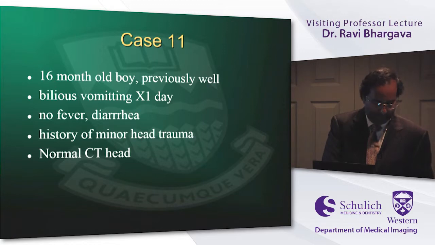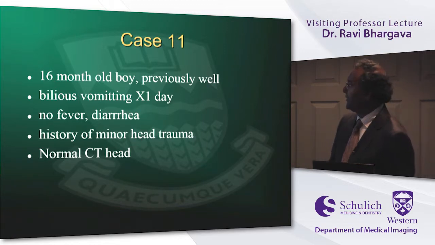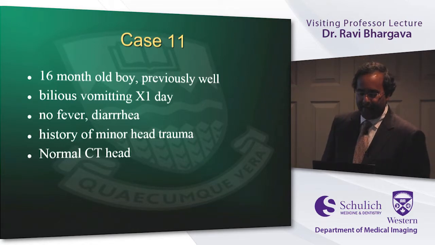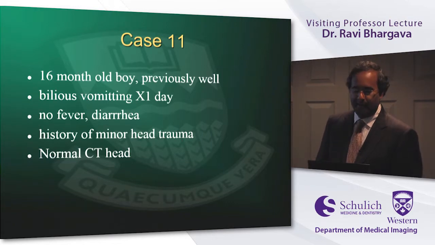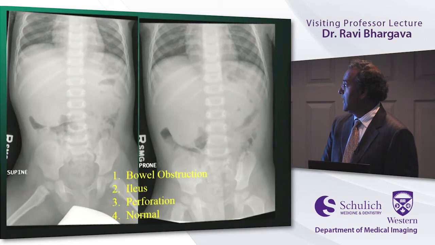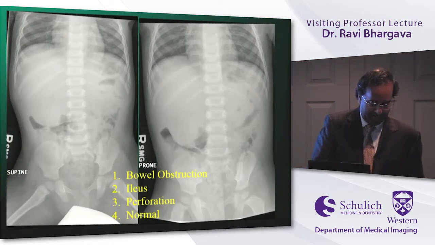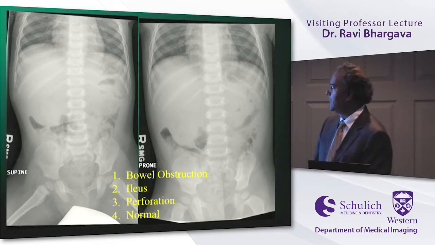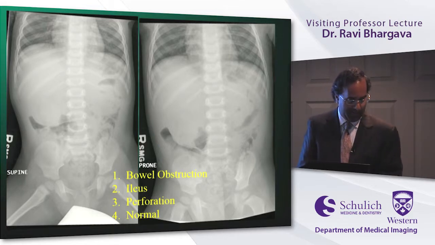Okay, so our next case is a 16-month-old boy who was previously well, had bilious vomiting for a day, no fever, no diarrhea, had a history of minor head trauma, and because they couldn't really find a cause for his vomiting, they did a CT scan of his head as part of the workup, and that was normal, and then had these radiographs. So does this child have a bowel obstruction? Does this child have an ileus? Is there a bowel perforation, or is this normal?